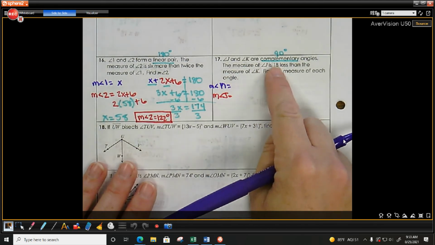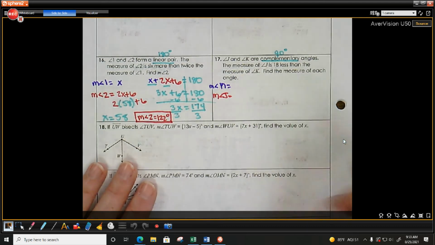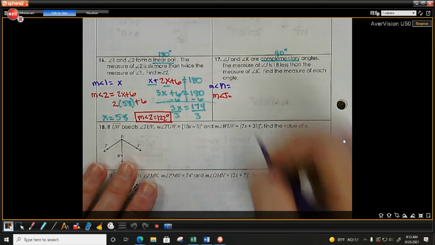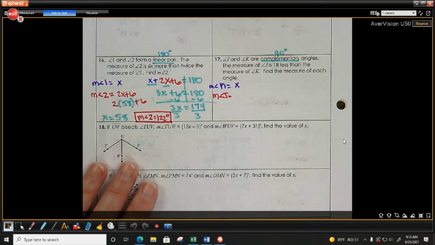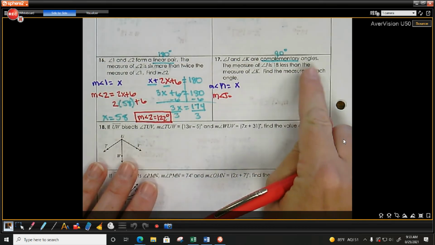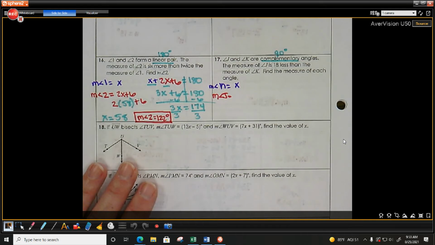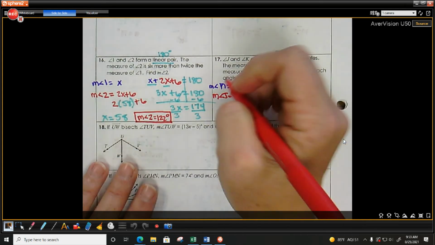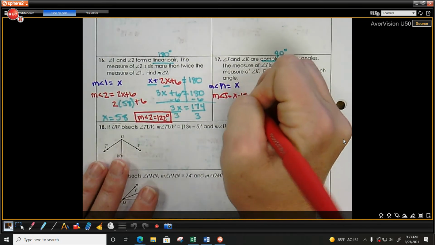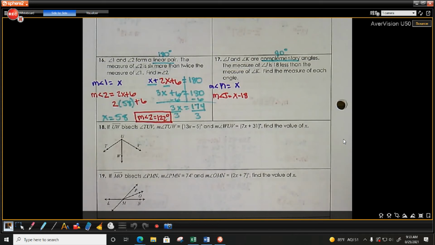Do I know the measure of K? No, so we're going to label the measure of angle K as X degrees. Okay, J is 18 less than K. X minus 18. Remember, less than's a turnaround phrase, guys. You cannot write 18 minus X. Okay? So if they're complementary, what am I going to do?